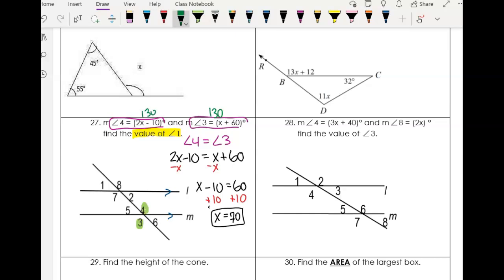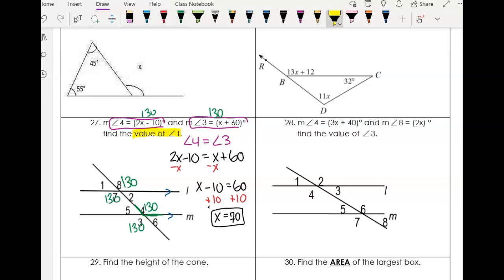So I'm going to go back to my diagram. Here's what I know. I know that this is 130 degrees. These are both 130 degrees. Well, okay, let's figure out what else is 130 degrees. Angle 4 and angle 8 are corresponding, so this is 130 degrees, right? And I know 7 and 8 are vertical, so this is 130 degrees.